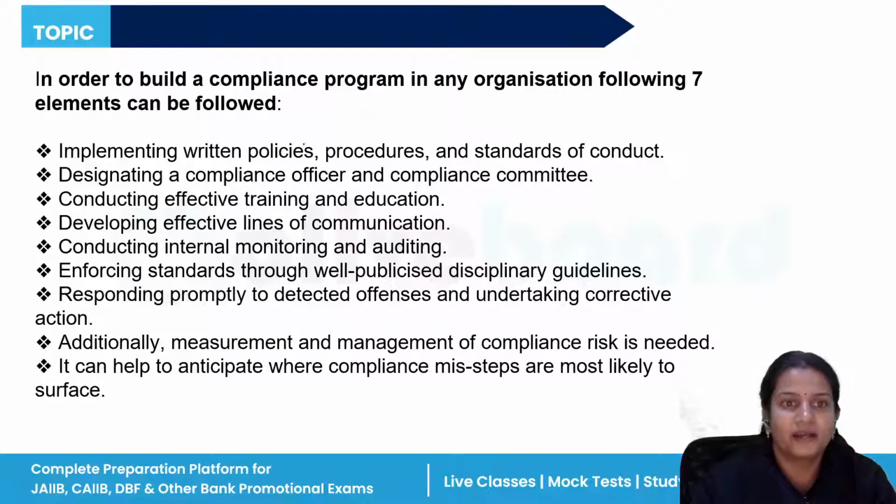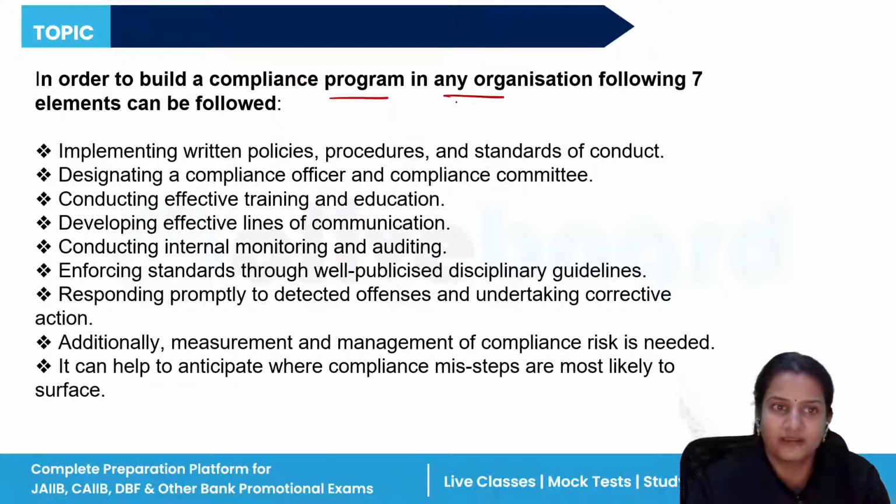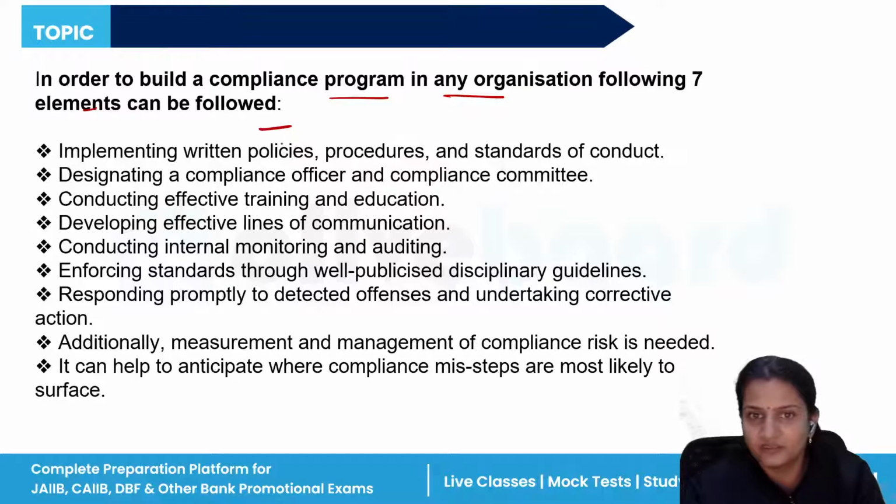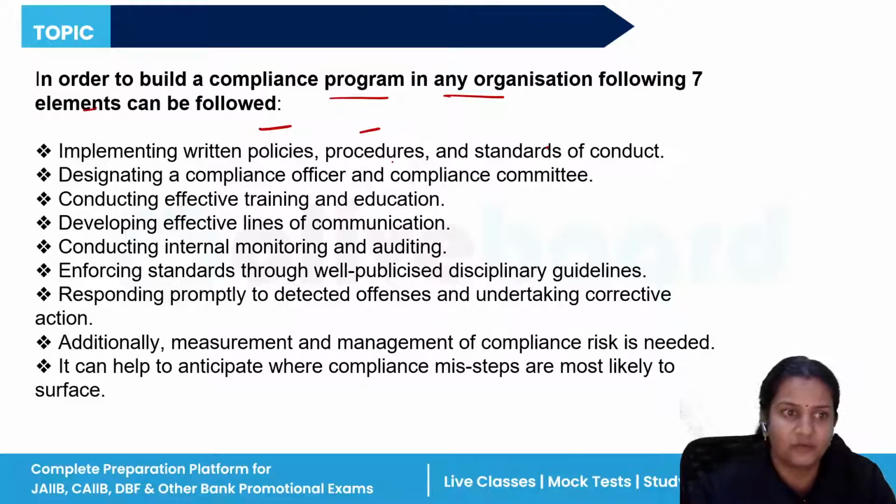Now, in order to build a compliance program in any organization, these seven elements have to be followed. What are the elements? Implementing all the written policies, all the processes, the standards of conduct. These have to be implemented in order to build a good compliance program in any organization. So seven elements are most important. Designating a compliance officer.